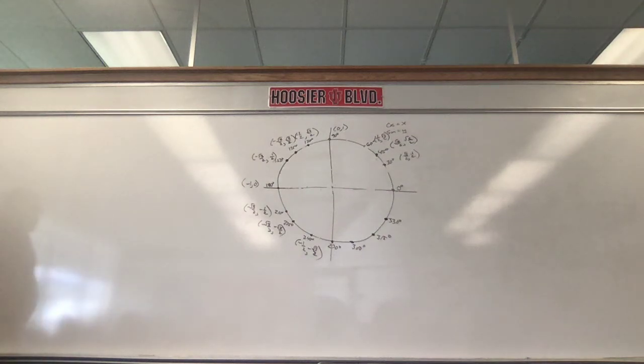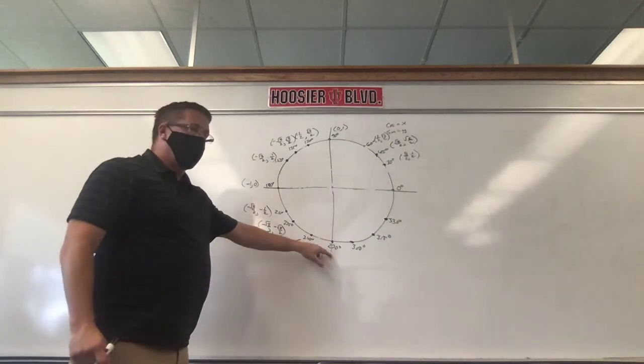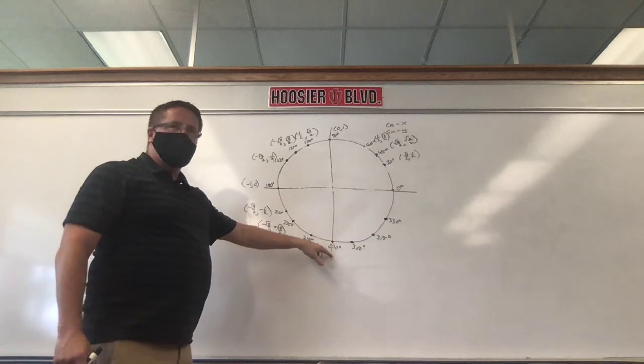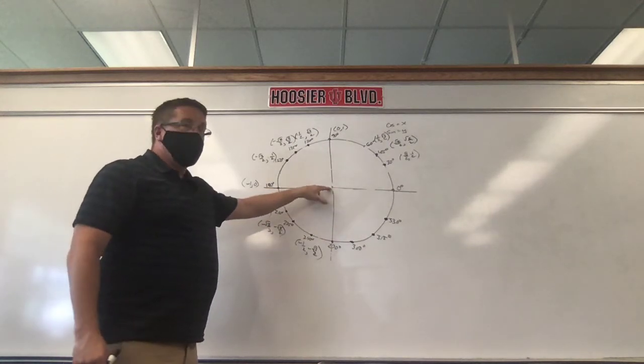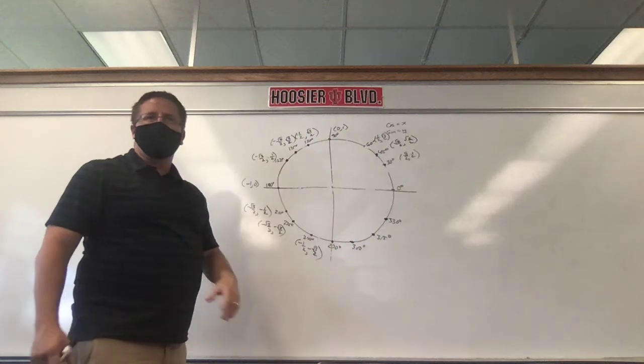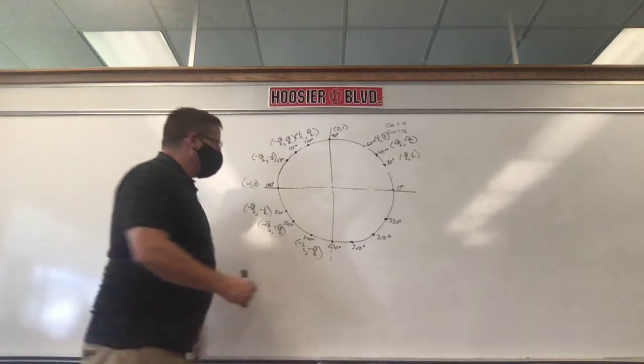What's 270 going to be? What's the point? 0, negative 1. You always start at 0, 0, just like plotting points way back in middle school. You go left and right, none. You go down 1. So 0, negative 1.